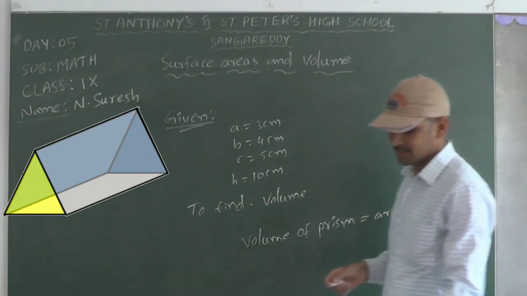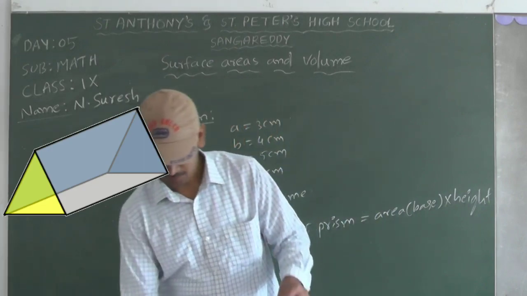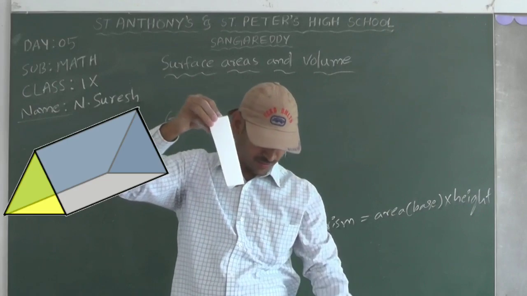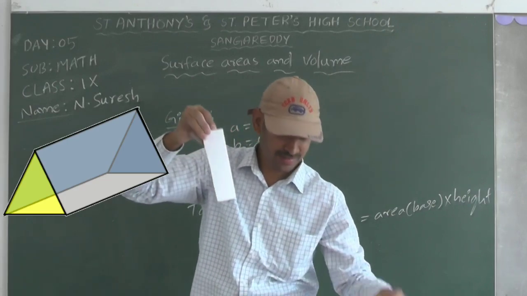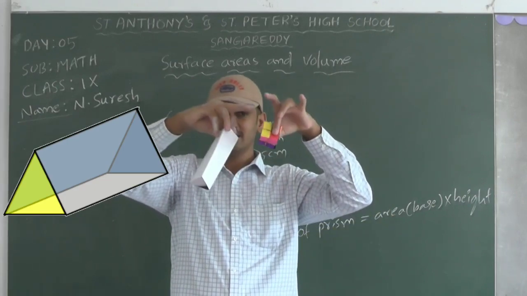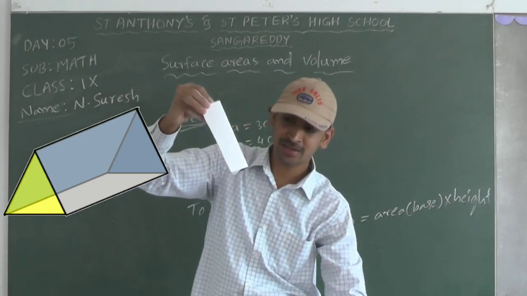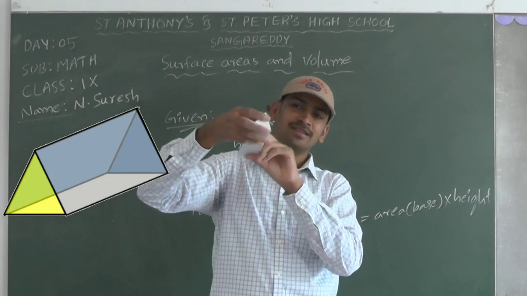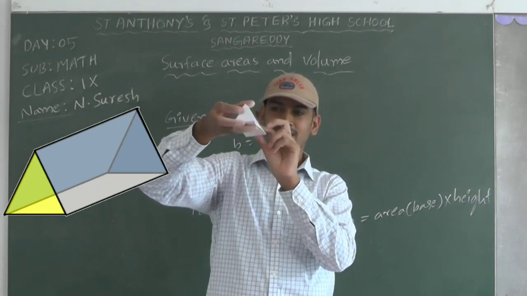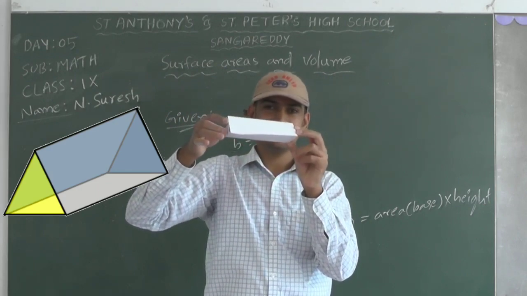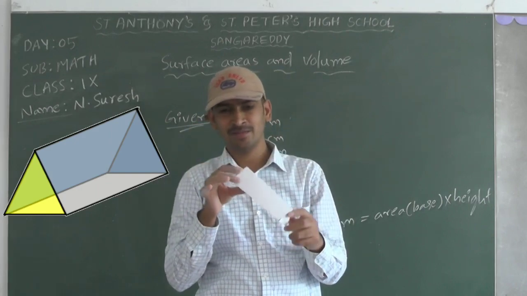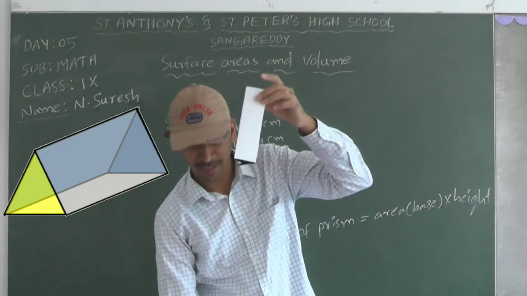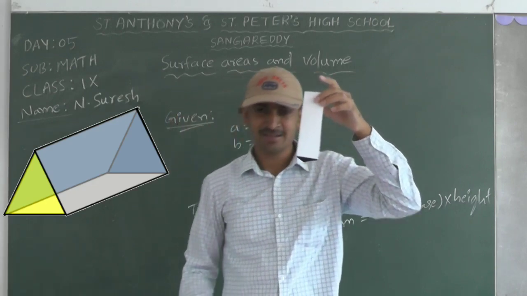So this is a triangular prism. Already I showed a square prism, which is a cube. So the base is a square, the top is also a square. Coming to here, this is a triangular prism. The base is a triangle and the top is also a triangle. They coincide with each other. Otherwise, we can say they are congruent to each other.